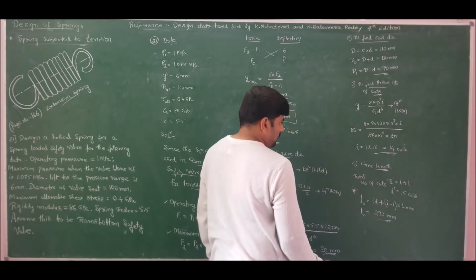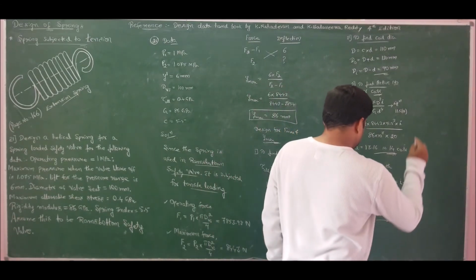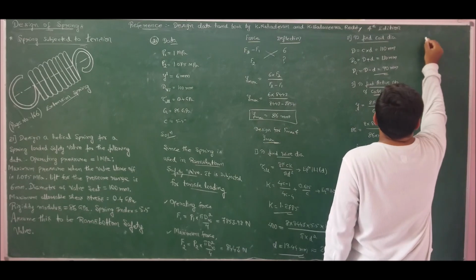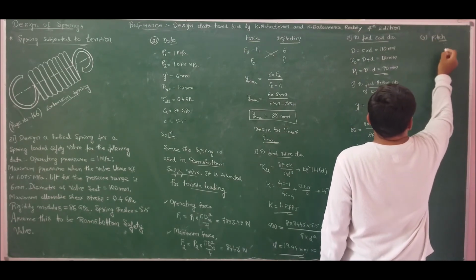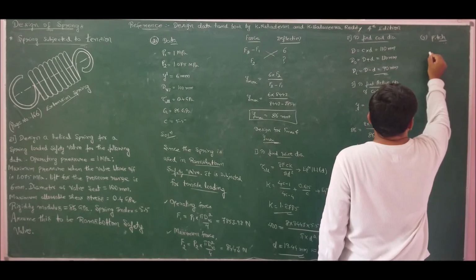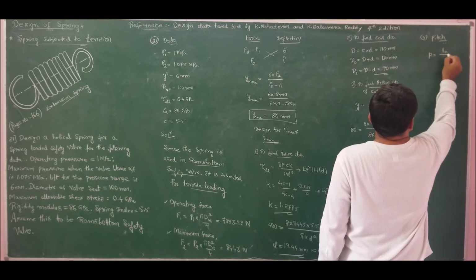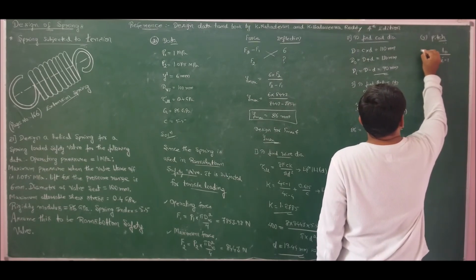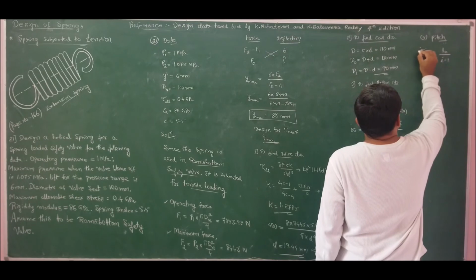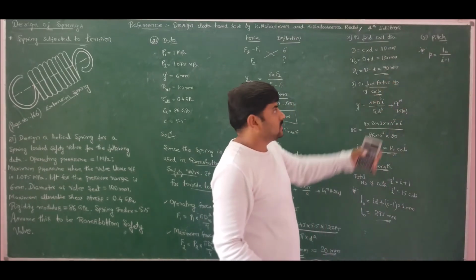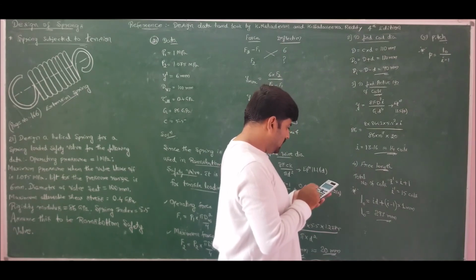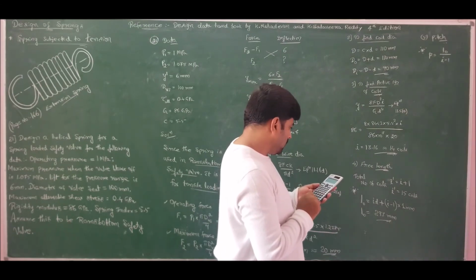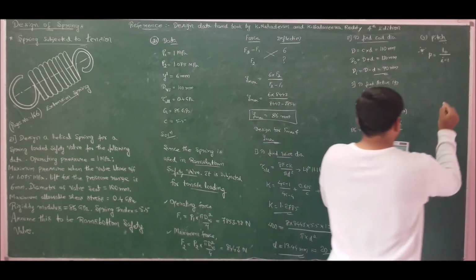And next, moving to pitch, that is the fifth step. If I calculate, pitch is given by L naught divided by I minus 1. So this is the formula for pitch when the spring is subjected to tensile loading. Kindly make a note of this formula. So free length is 293 divided by 13. So pitch is 22.54 millimeters.